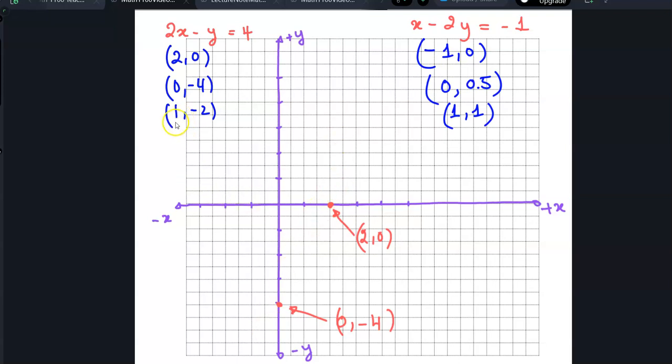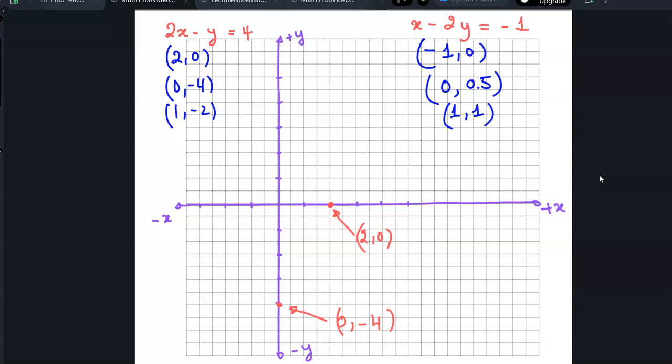So if we now plot this point, then the 3 point should stay on this graph, okay? If you don't use this test point, if you get this 2 incorrect, you will have an incorrect graph. With the incorrect graph, you will have the wrong solution. Okay, so where is 1 and negative 2?